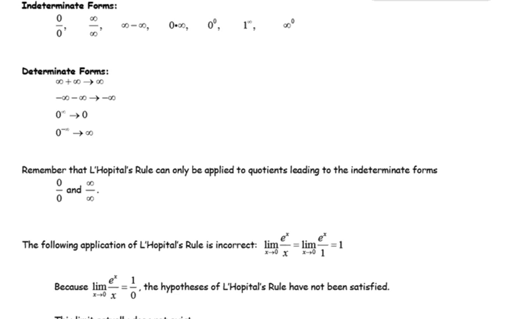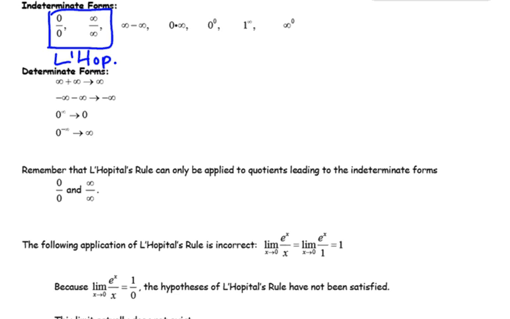Okay, on this last page, there are not so many problems, just some extra notes for you. At the top, we have all the indeterminate forms that you might encounter. So 0 over 0 and infinity over infinity are the only ones that you can apply L'Hopital's rule to. For the other ones, you have to figure out how to put them into the form of 0 over 0 or infinity over infinity.